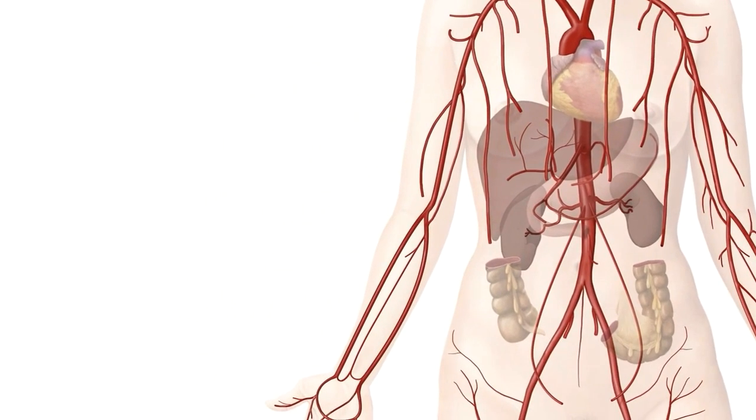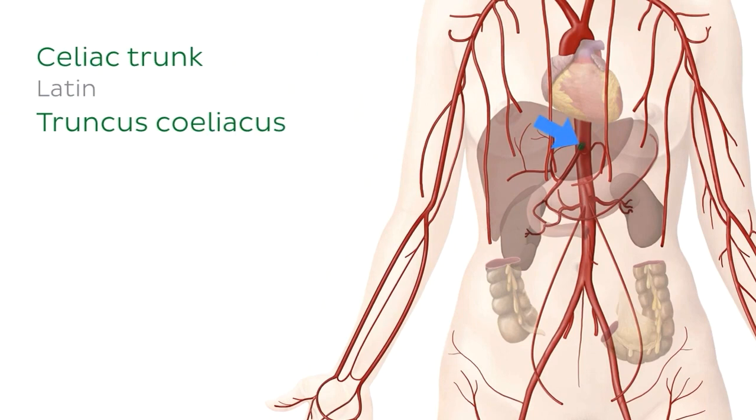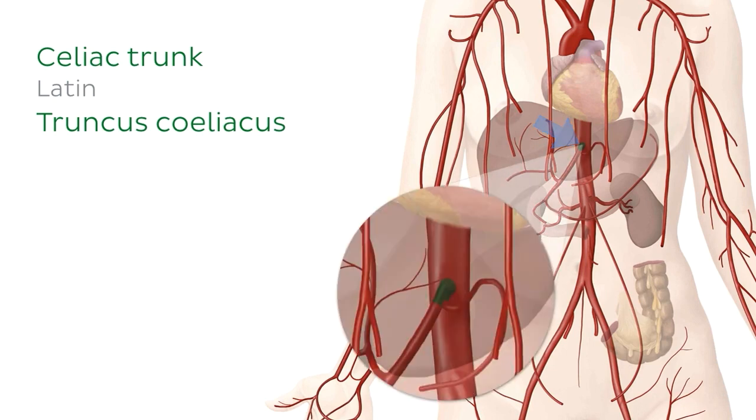So without further ado, let's move on and talk about the celiac trunk, which is this teeny little vessel in green just here. Let's zoom in a little bit so we can get a better look. So as you can see, the celiac trunk is an unpaired vessel that arises from the abdominal aorta almost as soon as it passes into the abdomen through the aortic hiatus of the diaphragm.